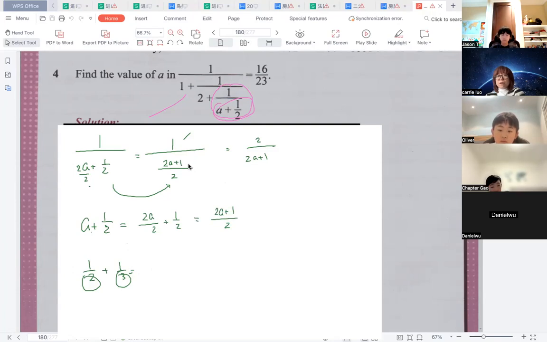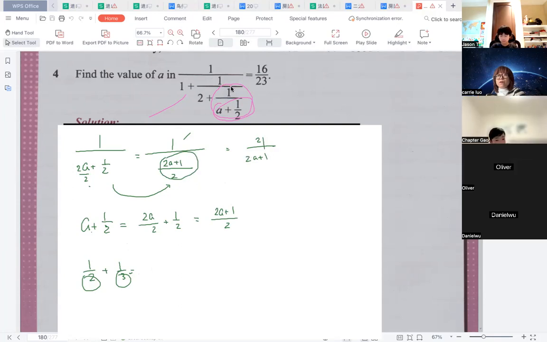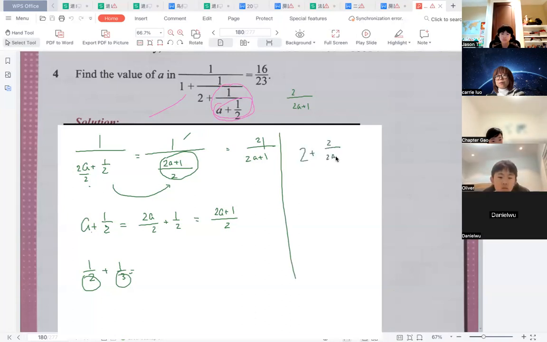Okay, so now 1 over 2A plus 1 over 2. Flip it. Anything 1 over, just a flip. Like here, before its denominator became numerator, before numerator became denominator. So that's the same. So this whole entire pink part became 2 over 2A plus 1. So let's do the second one, 2 plus 2 over 2A plus 1. So this green part. Understand, everybody?